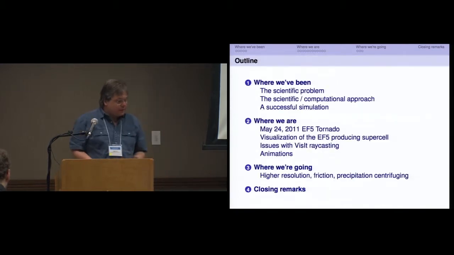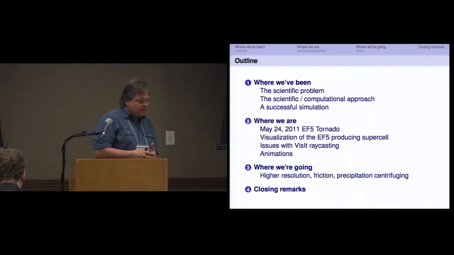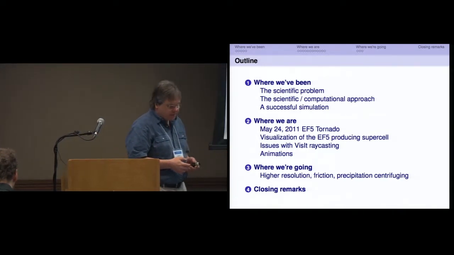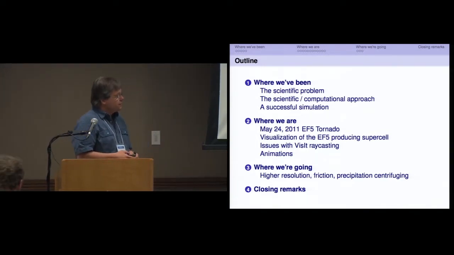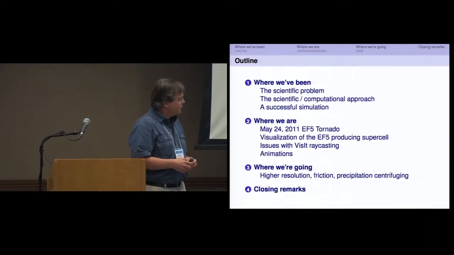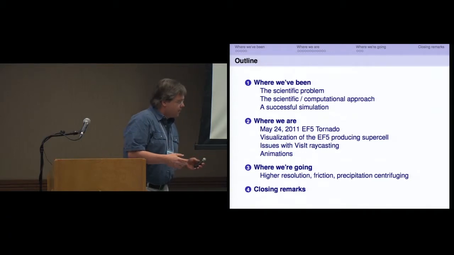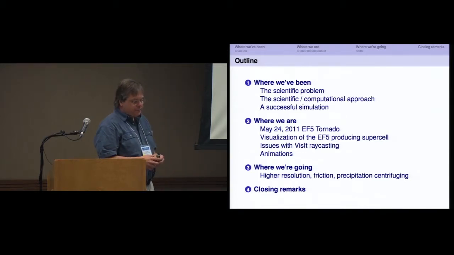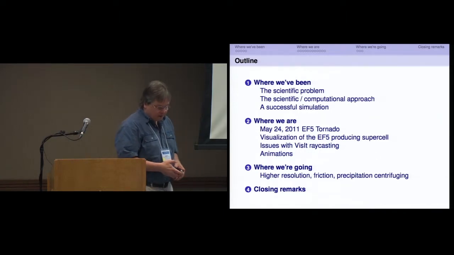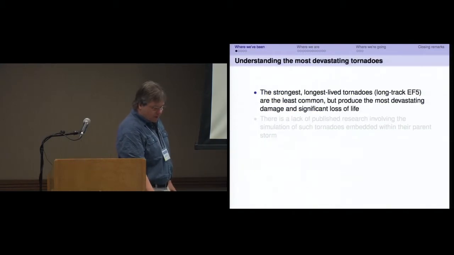So I'll talk about where we've been, where we are, and where we hope to be going. I'll talk about the scientific problem we're trying to solve, look at the computational aspect of this, and then show you some results on an actual successful simulation. We have created, I believe, one of the first simulations of a long-track EF5 tornado embedded within a supercell thunderstorm. We actually are using this from a real event that occurred in 2011. I'll talk a bit about I/O and visualization and some of the issues we've run up against, and then talk about where we hope to be going.